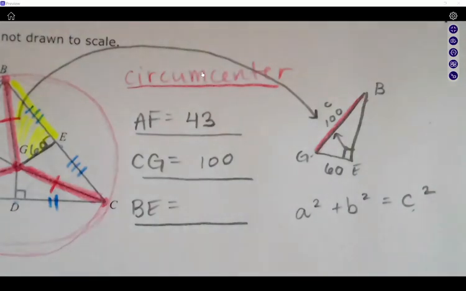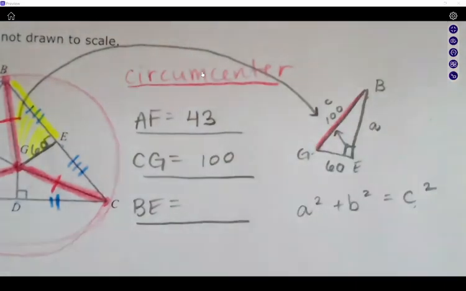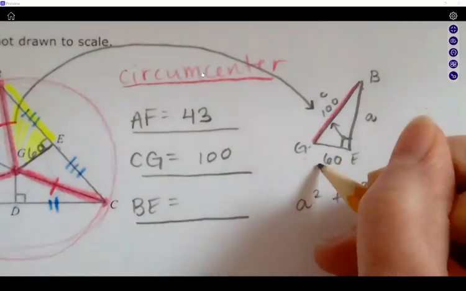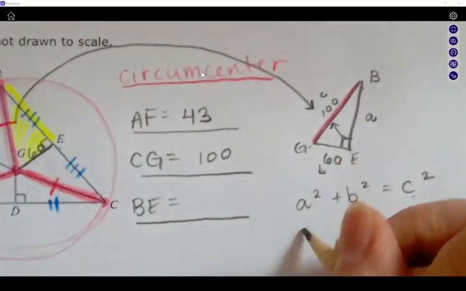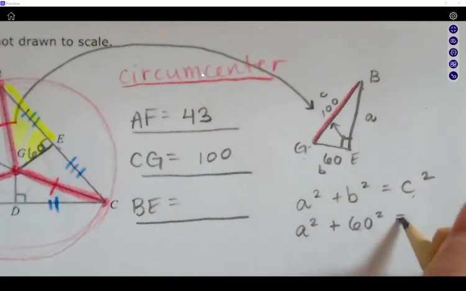So I'm going to call that little c. As far as your legs, a and b, it doesn't matter which side corresponds to a or which side corresponds to b. All that matters is that c is your hypotenuse. I personally like to let my unknown side correspond to a. So that's what I'm going to do. And I'm going to let my known measure correspond to b. So I have a squared plus 60 squared is equal to 100 squared.